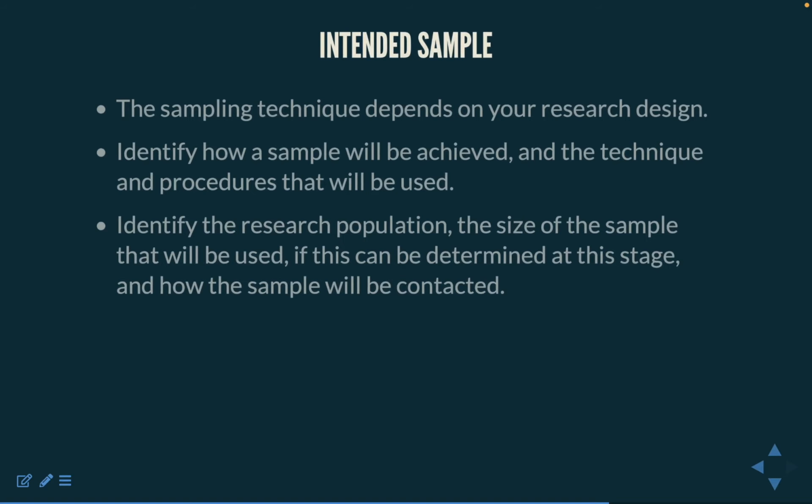Intended sample. The sampling technique depends on your research design. Identifying how a sample will be achieved, and the technique and the procedures that will be used. Identify the research population and the size of the sample that will be used, if this can be determined at this stage, and how the sample will be contacted, as well as a brief description of the research setting, whether an organization, community, or group, or a very specific geographical area.